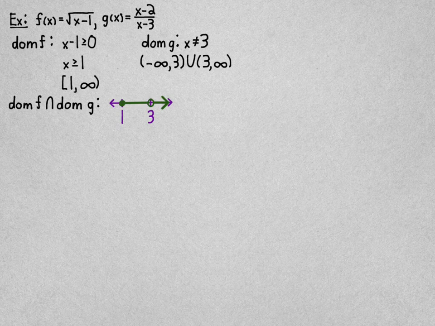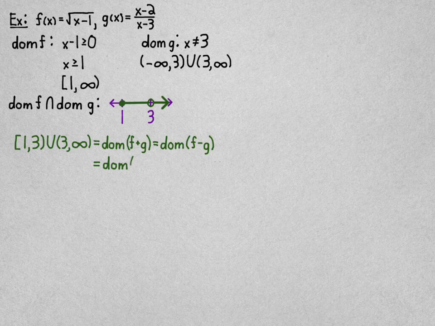So that'll be the domain for the sum, the difference, and the product of f and g. They'll all have that same domain. So if you write this out in interval notation, you get square bracket 1, comma 3, parenthesis, union, parenthesis, 3, comma, infinity, parenthesis. And that's going to be the domain of f plus g, the domain of f minus g, and the domain of f times g.